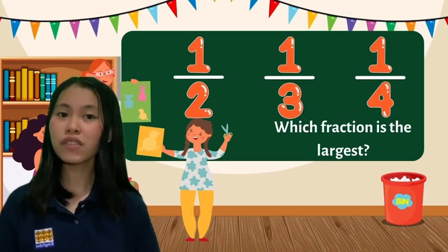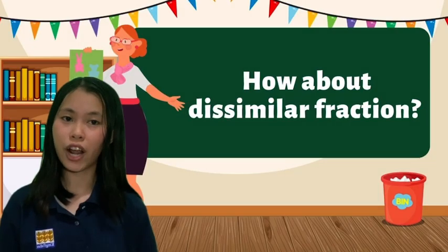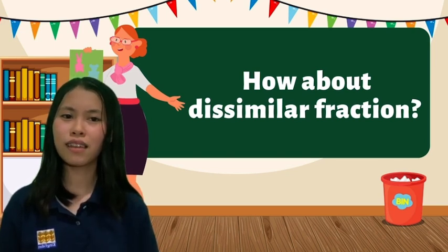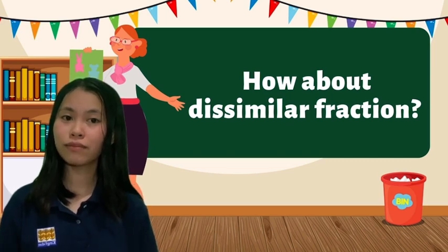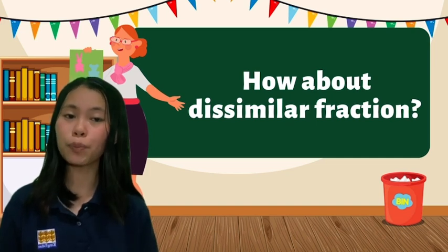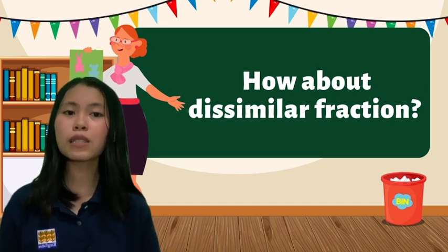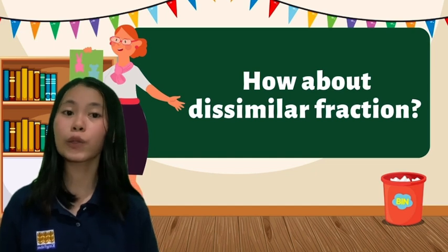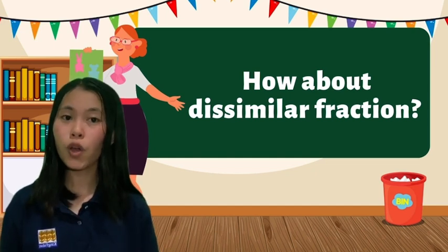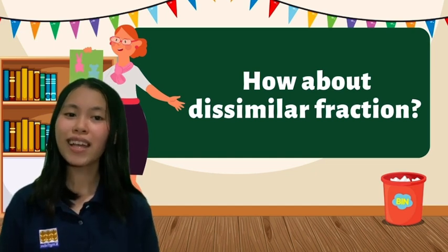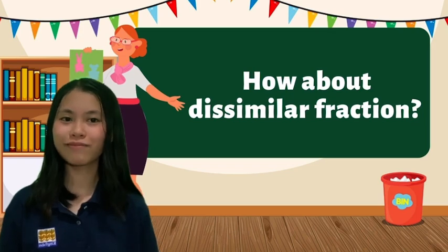Exactly. These fractions are called dissimilar fractions because they have different denominators. Now, think about this. Does the denominator affect the size of each part? That's right. If I cut a cake into 2 pieces, each piece is much bigger than if I cut it into 10 pieces. So, the larger the denominator, the smaller each part is.